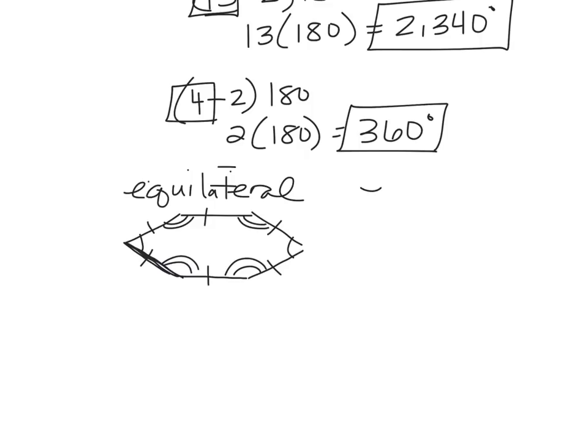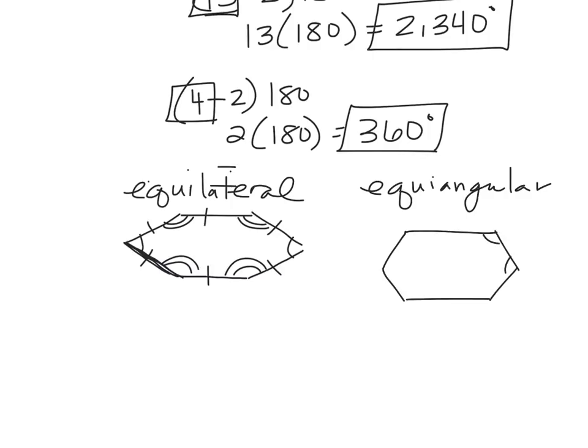Or you could also do equiangular, where all your angles are the same, but all your sides are not. So maybe it looks something like this. Let's say all of those are the same measure, okay? But this side has a length of 5, and this side has a length of 2, okay? That is equiangular, because all the angles are the same, but not all the sides are the same.